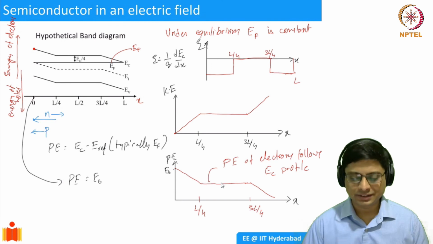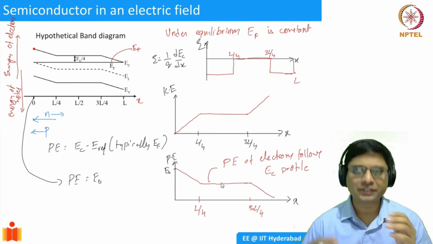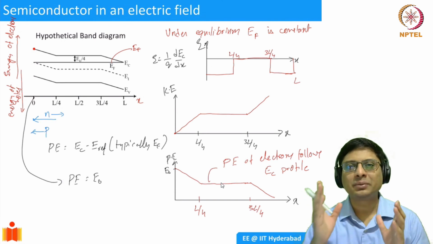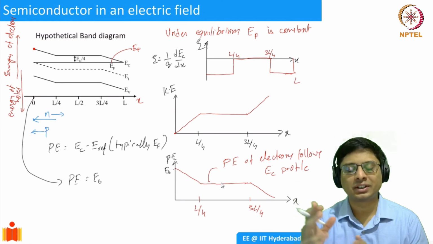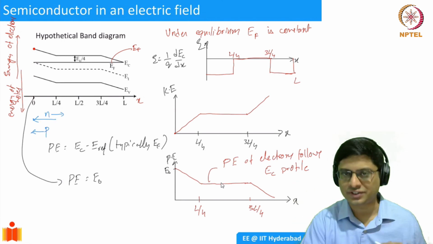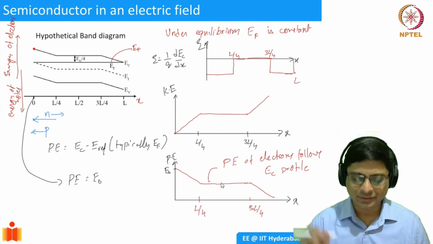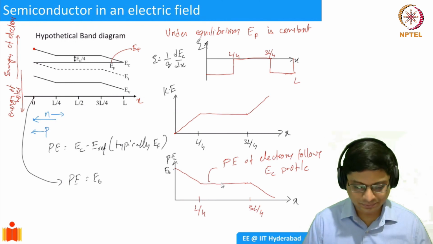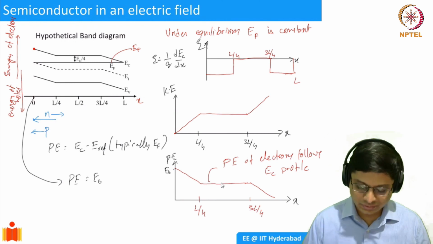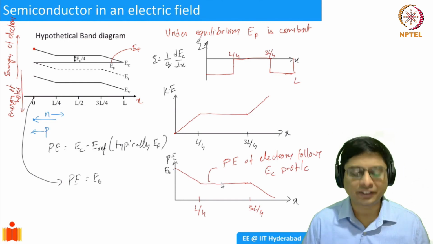And once you have potential energy, you can define potential. Potential energy is simply Q times the potential, charge times the potential. You can think about it; we will revisit this later. Okay. All right. So this is about how semiconductors behave in an electric field.